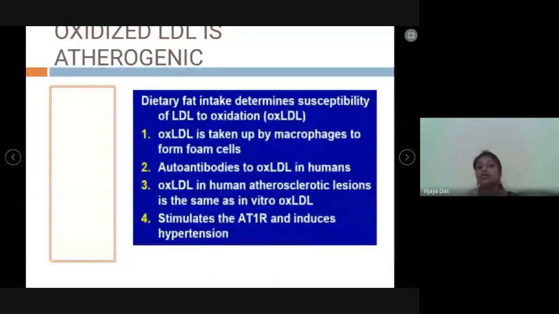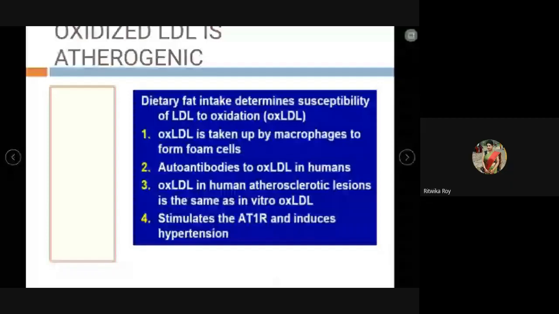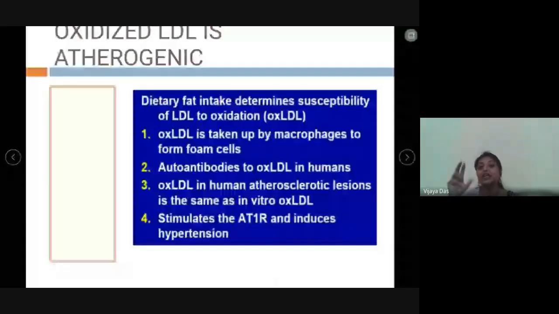Fourth point is that it stimulates AT1R. AT1R is angiotensin receptor 1. You have learned the RAS pathway: angiotensin 1 will convert into angiotensin 2. So what happens is that this receptor will get activated. Now we all know that if this angiotensin is working, then what will happen?